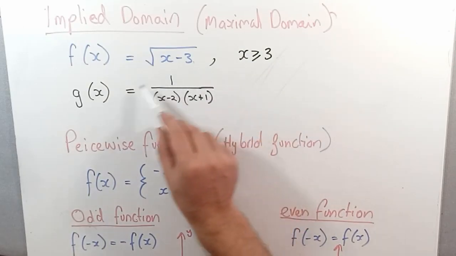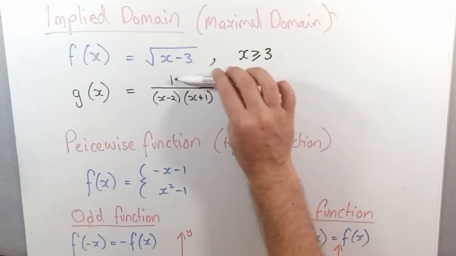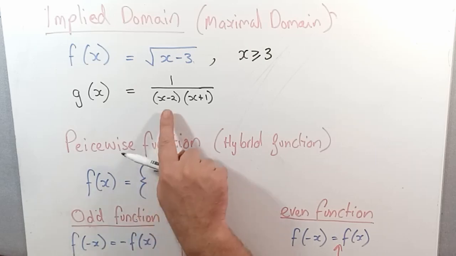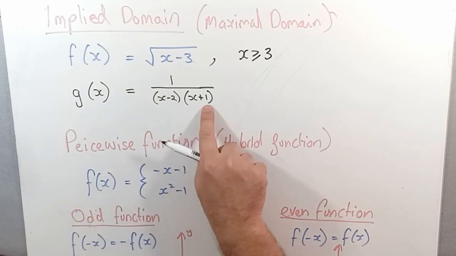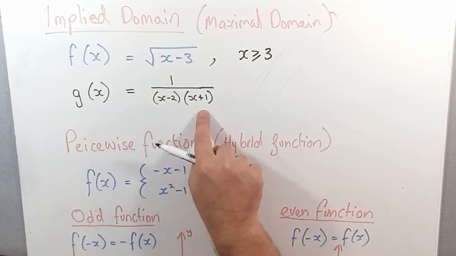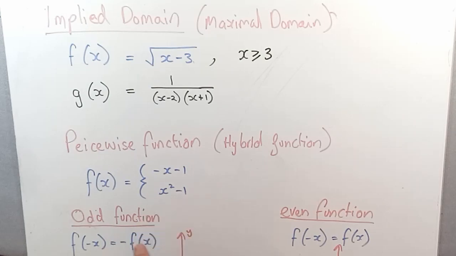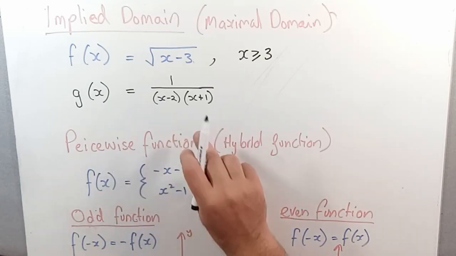Okay, what about this one? Now we know there's a rule about fractions. We can't have the denominator being 0. So this is this factor multiplied by this factor. If one of these factors is 0, then it's no good. But all the other values are fine, as long as it's not 0. So it can be negative, just can't be 0.